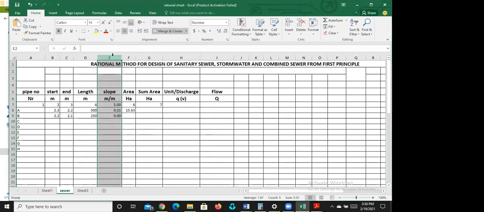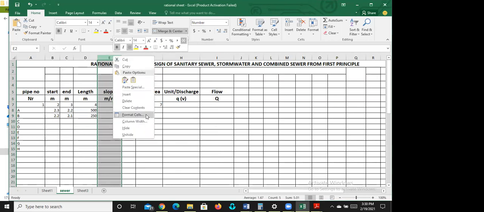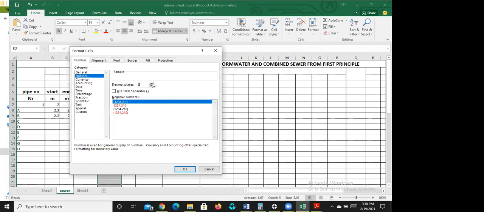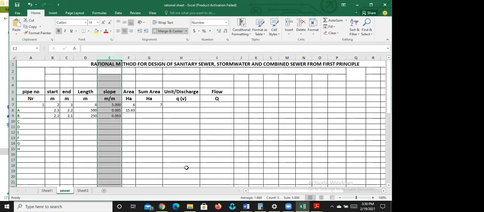Okay, it's not enough. So let me make it three decimal places. Numbers, three decimal places. Okay. Why is this one doing like this? Equals 1 divided by 200.